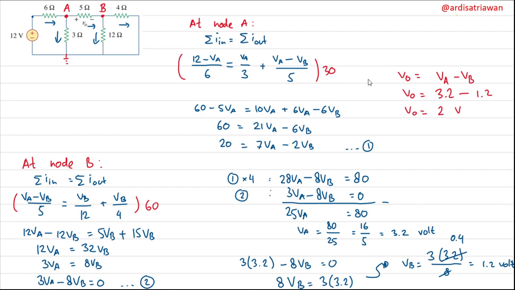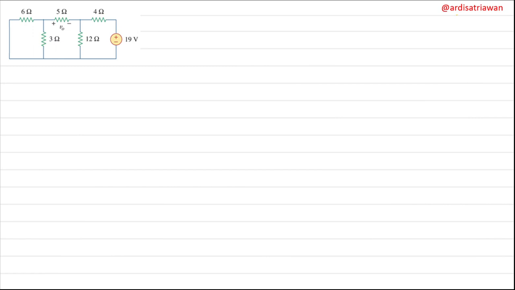And this is for the first circuit. It's still a long way to go because we have two more lines. So let's name this V0 prime, because it's different. Okay, let's analyze the second circuit. And yeah, I think I will use similar techniques here.